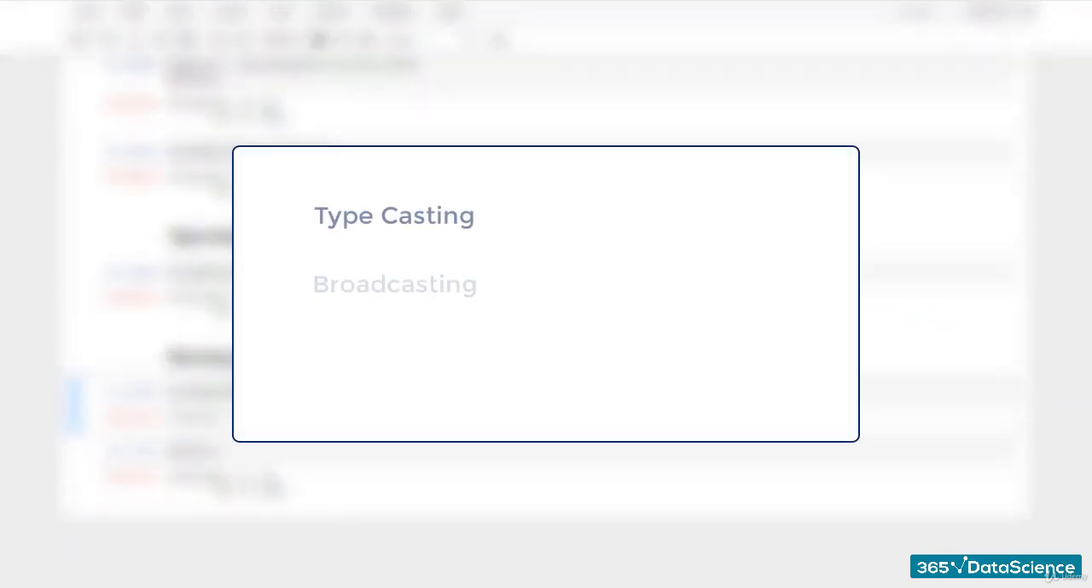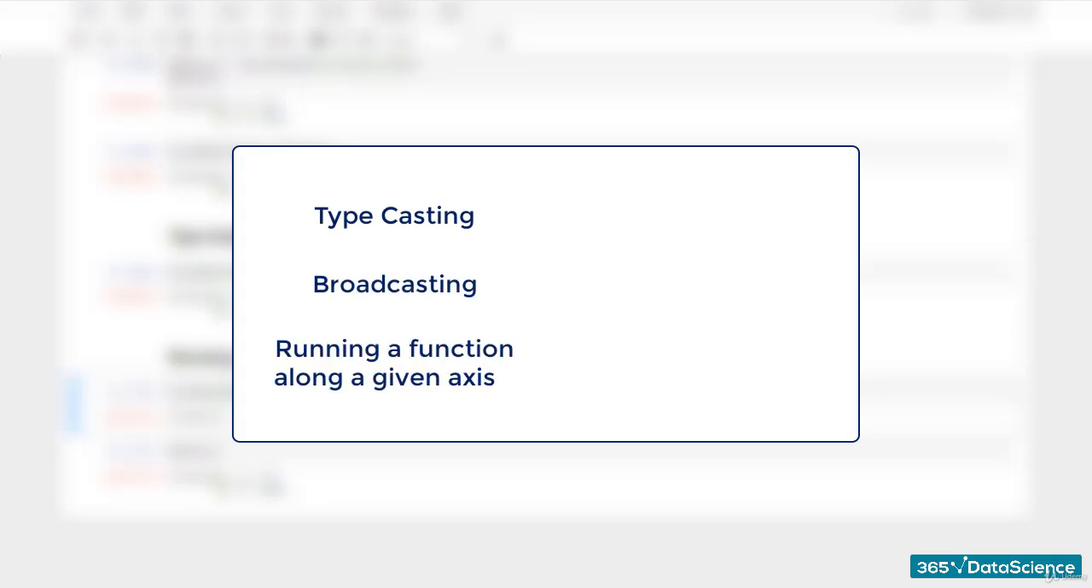Fantastic! We've already learned about using typecasting, broadcasting, and running a function along a given axis. These 3 features are standard for NumPy functions, so it's great that we can apply them in our work with the package. Now that you've been introduced to the fundamentals of the NumPy package, you're ready to begin working with arrays. In the next section, we'll examine key notions of ND arrays like slicing and the squeeze function.